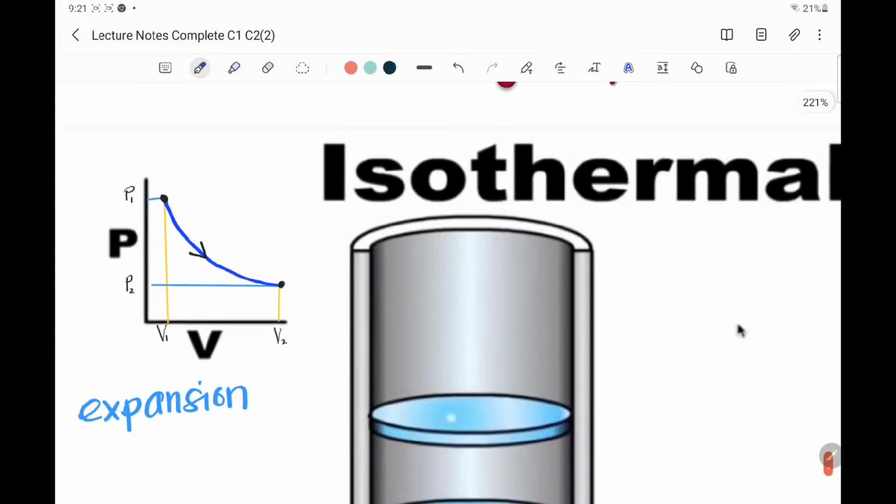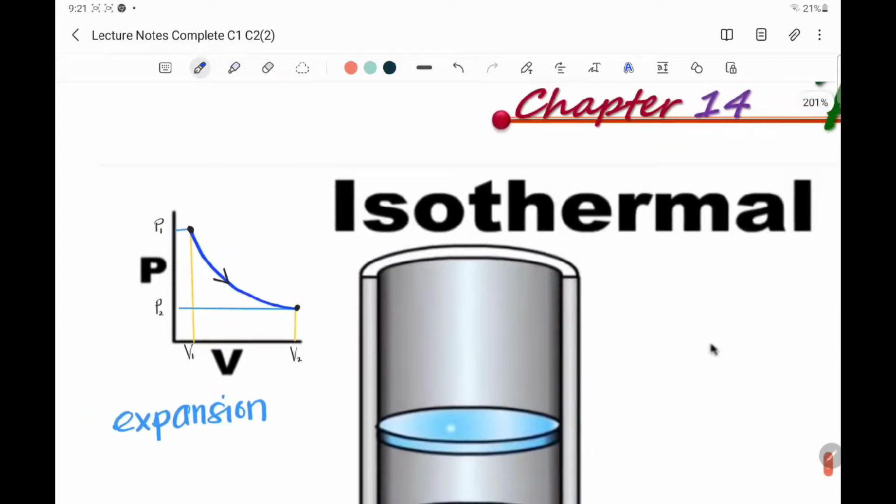This is the PV graph for isothermal process. If we look at the arrow of the process, volume 1, initial volume, is less than volume 2, final volume. So this is the expansion of isothermal process.